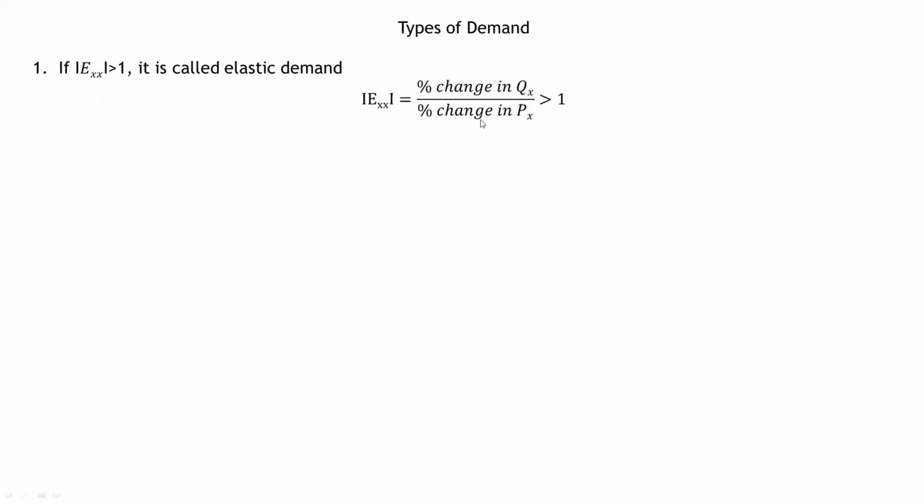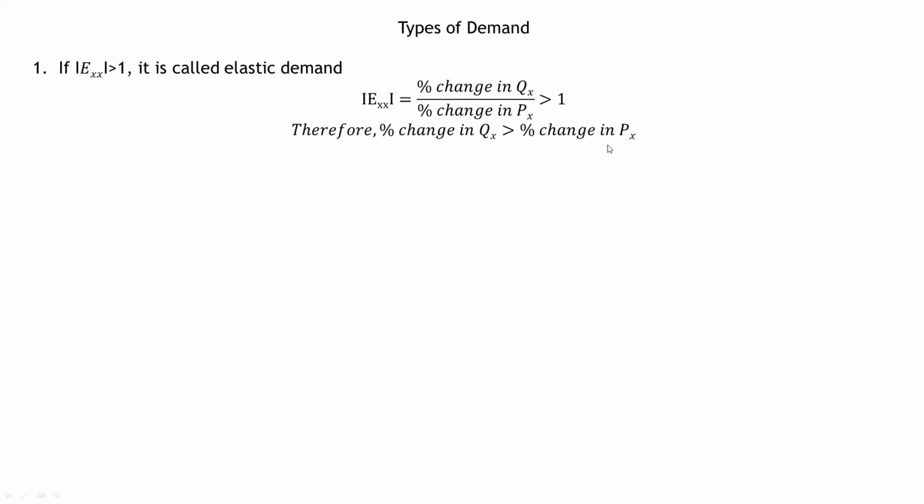Firstly, elastic demand. In this case, the absolute value of elasticity of demand is greater than 1. According to the percentage formula, when own price elasticity EXX is greater than 1, it means percentage change in quantity demanded for X is greater than percentage change in price of X. That is, quantity demanded responds at a greater percentage to the change in price. For example, if price rises by 10%, quantity demanded falls by more than 10%, say 12%.